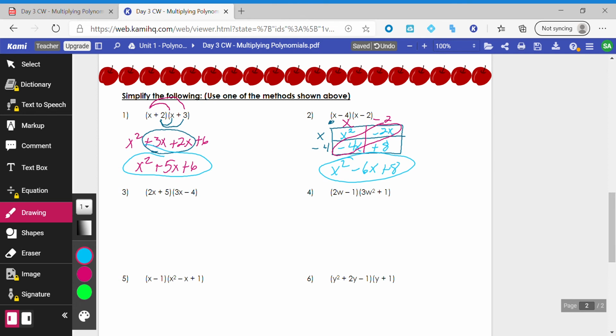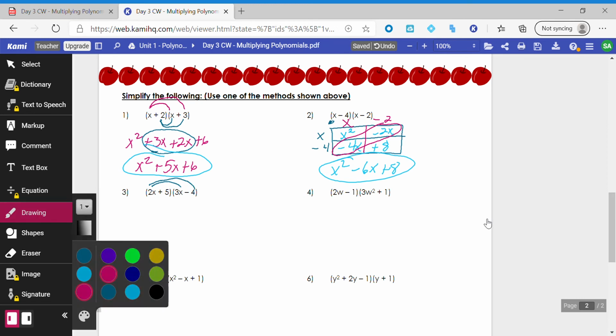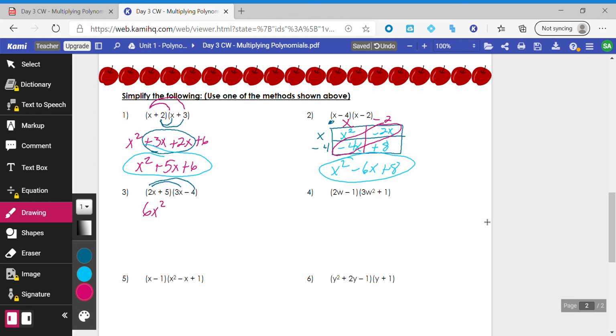Number 3, we got 2x plus 5 times 3x minus 4. I'll use distribution on this one. So this means I will distribute the 2x. So 2x times 3x, I'm going to multiply the numbers. 2 times 3 gives me 6. X times x is x squared. And then I'll do 2x times negative 4. 2 times negative 4 gives me minus 8. X comes along for the ride. And then we distribute the 5.